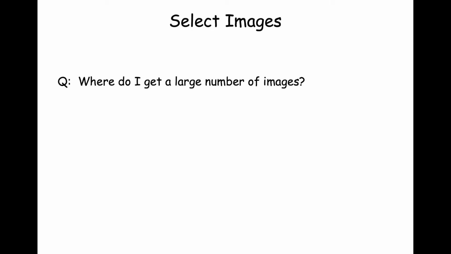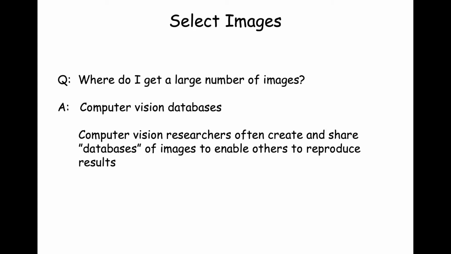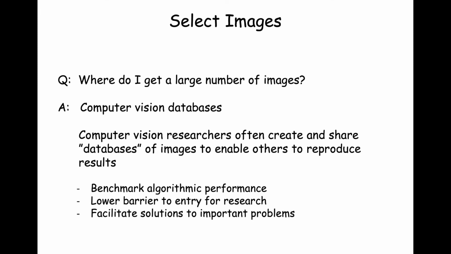Where do I get a large number of images? Well, from something called computer vision databases. These computer vision databases are often made available by the vision research community in order to share sets of data that enable others to reproduce results or to benchmark the performance of their algorithms. This lowers the barrier of entry for doing research, and it also facilitates solutions to important problems.